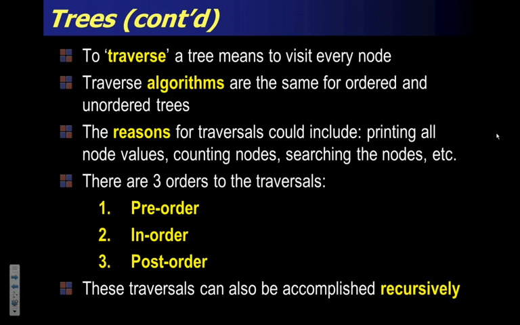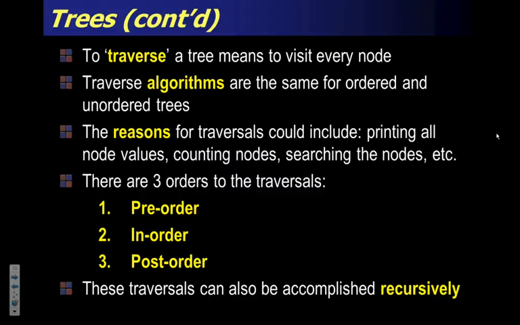There we go. To travel a tree, or to traverse a tree, means to visit every node. And that's what we're trying to do here. We're trying to visit every node. The traversal algorithms are essentially the same whether the tree is in order or not. Our tree happens to be in order, right?